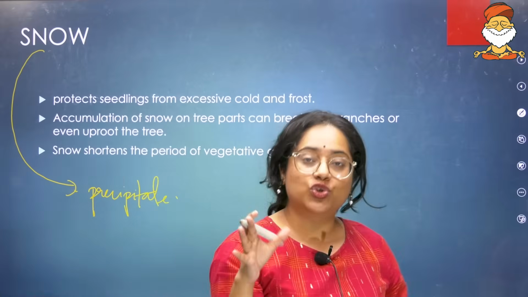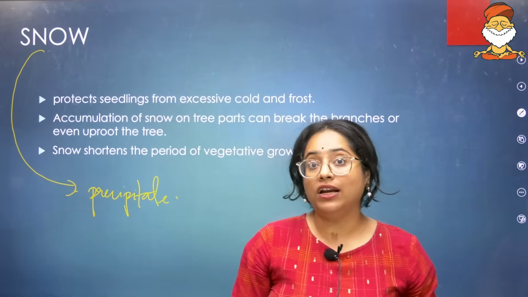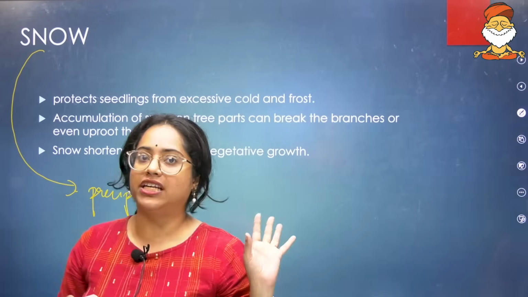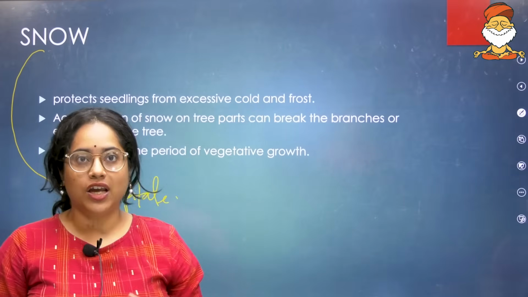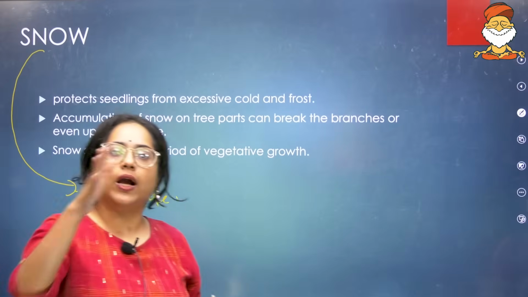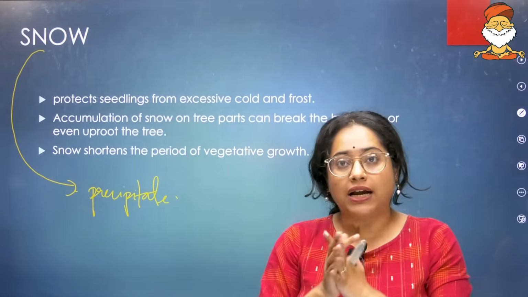On one hand, snowfall, which is the precipitate directly falling onto the ground, can damage your trees, your branches and everything because of the heavy impact of it. Okay, and even accumulated snow can actually break your branches, etc. So that can be a bad effect.